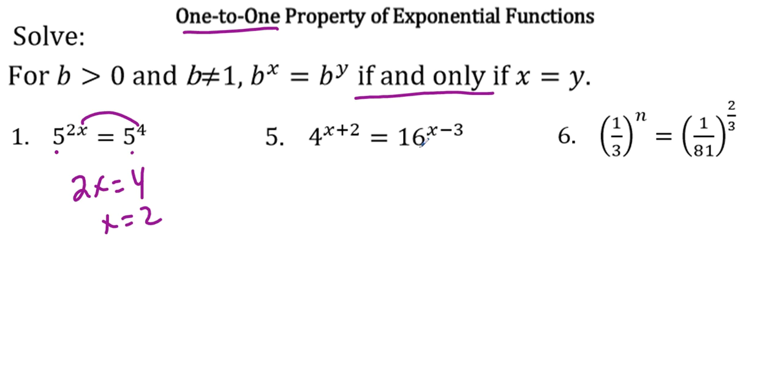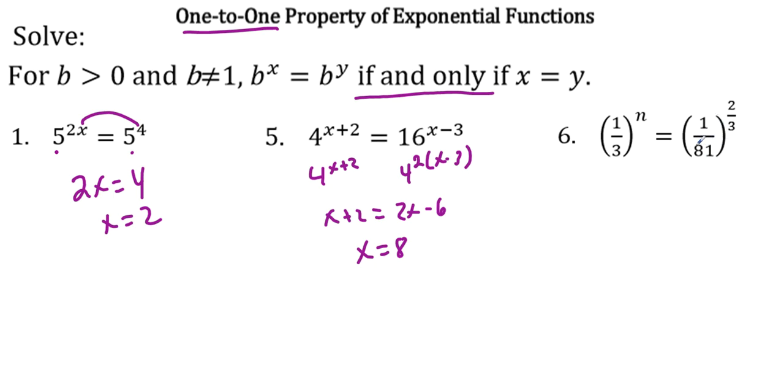If they're not the same, see if you can get them to be the same. So this is just 4 to the x plus 2, but 4 is also 2 raised to the second power, and 16 is 4 squared. So you have x plus 2 is equal to 2x minus 6. Subtract x, add 6, you get x is equal to 8. So sometimes you got to think about this.